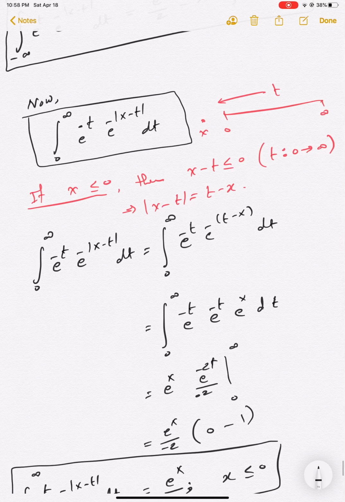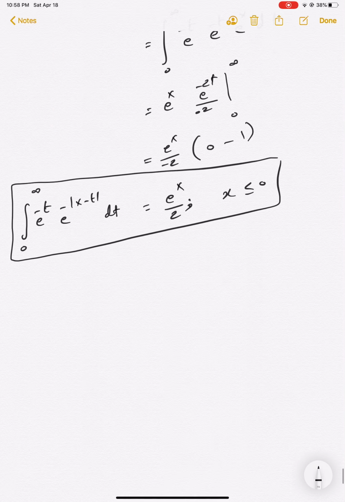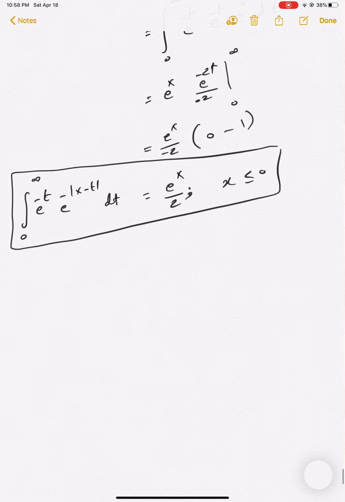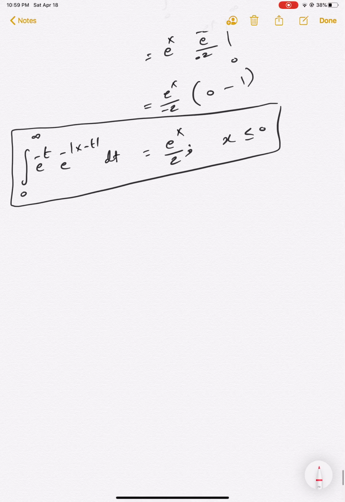Remember, we are doing this integral, the boxed integral from 0 to infinity. We did the first case, what happens when x is negative. Now we need to see what happens for the same integral, but when x is positive. So now, if x is positive.